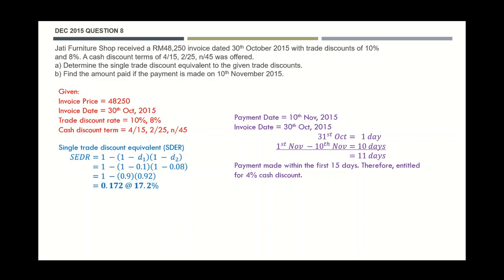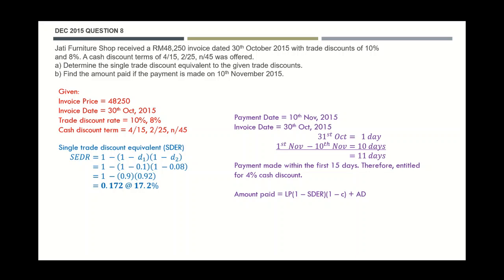Okay, so that means since you are paying on the 11th day, your payment is within the first part of the cash discount term, that is 4/15. So payment was made within the 15 days. So that means you are entitled to the 4% cash discount on top of the trade discount 10% and 8%. So to find the amount paid, you can use the formula LP(1 minus SDER) because you already have the value for the SEDR. So again, just now I mentioned that SEDR or SDER mean the same thing.